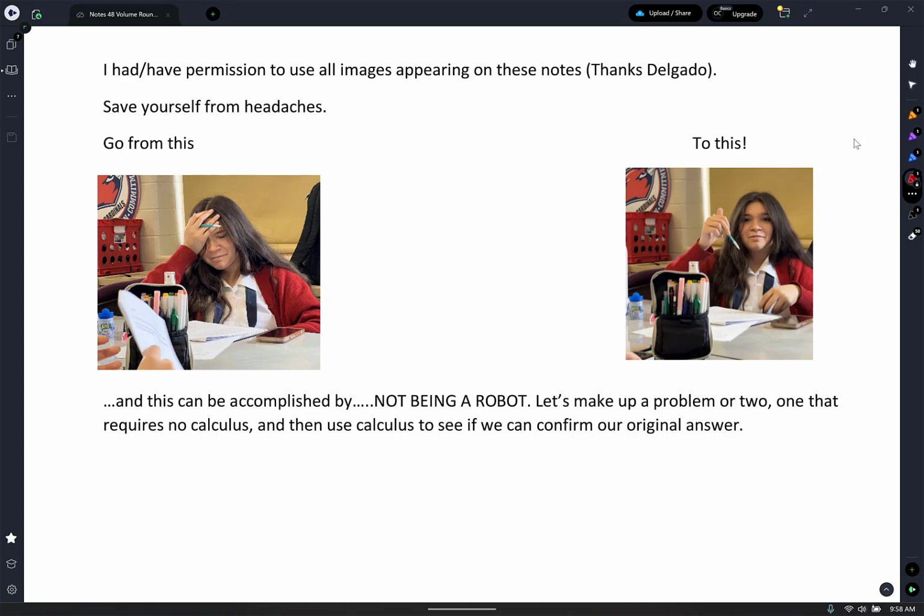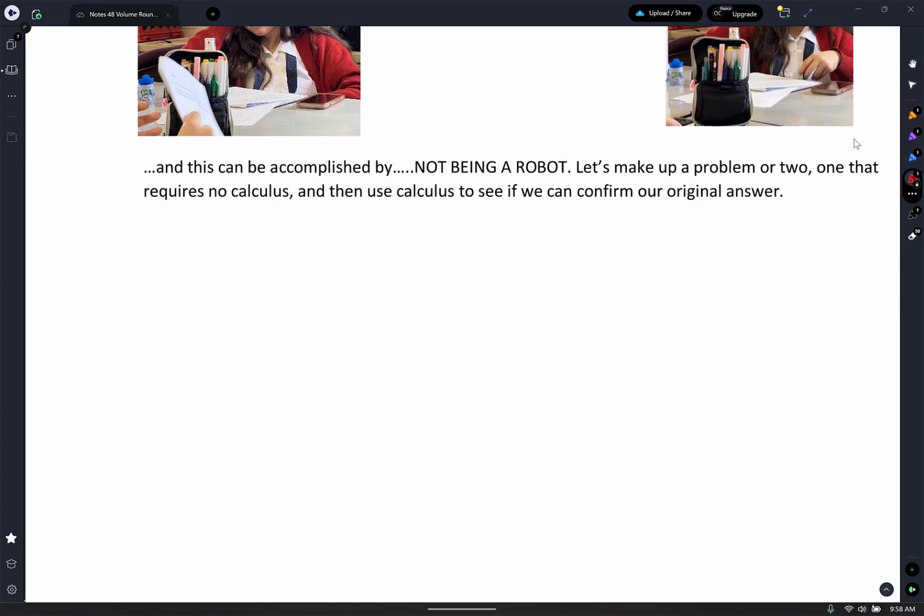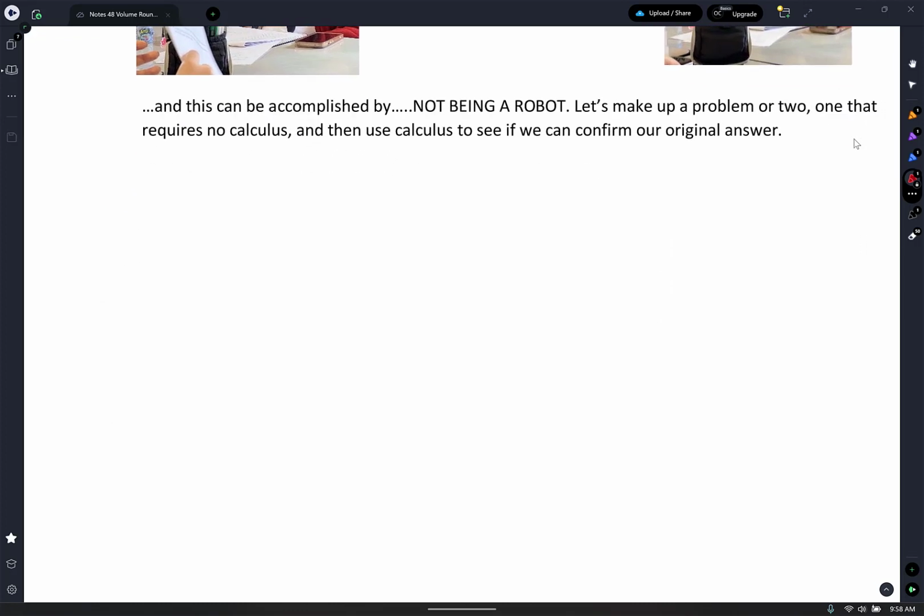Is this review or a new topic? It's review, but hopefully we're going to do a geometry problem first, and then see if we can apply calculus to it. Some of you are not critically thinking about how the volume works. Don't worry, you'll see right now.